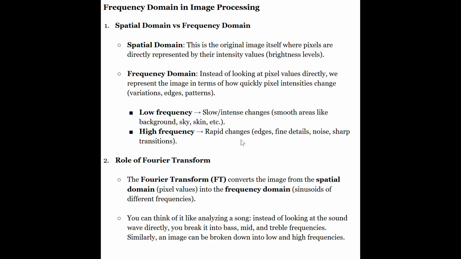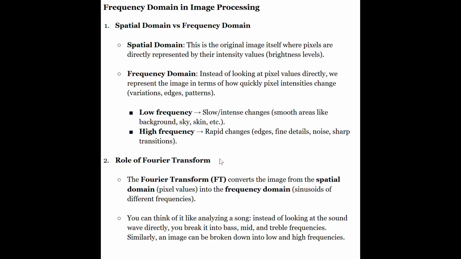Then high frequency shows the rapid changes in the image. For example, edges, fine lines, noise, and sharp transitions. For example, if I consider an image of a sky in which there is a bird, and you are able to identify the wings of the bird, then there is a high transition. There are sharp edges present, so this is the high frequency image. I hope you are getting it.